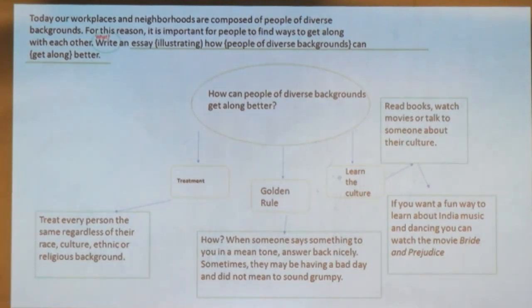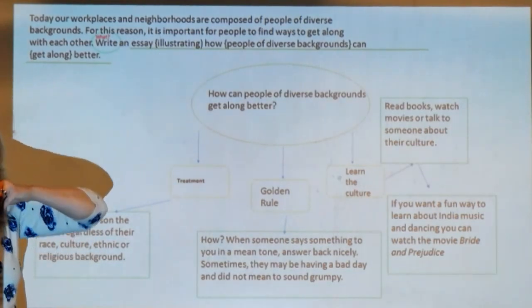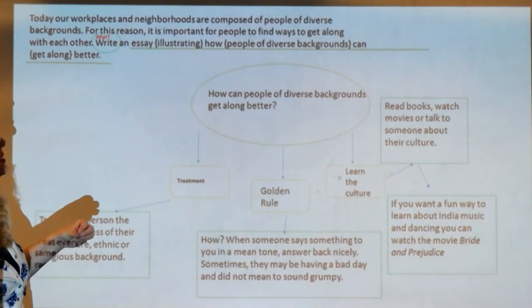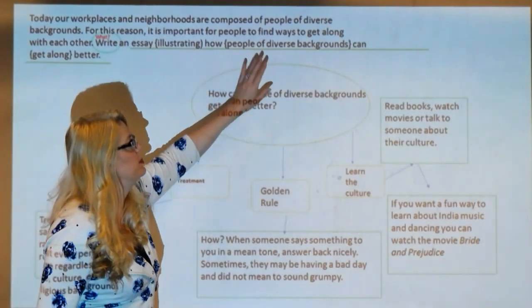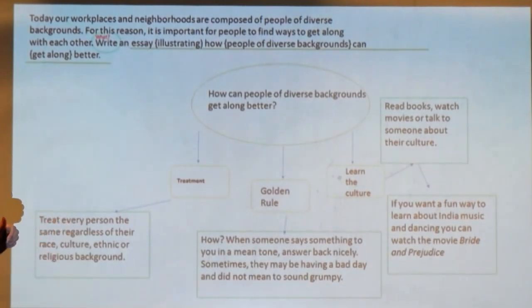Now I'm going to do my bracketing. The bracketing that I decided to do is the word illustrating because that tells me I need a piece of evidence. I also bracketed people of diverse backgrounds because that tells me what I'm focusing on. And then I bracketed get along because that's kind of the point of what this prompt is wanting me to do.